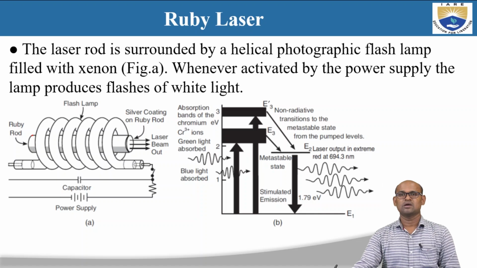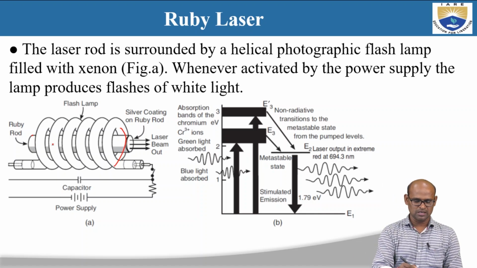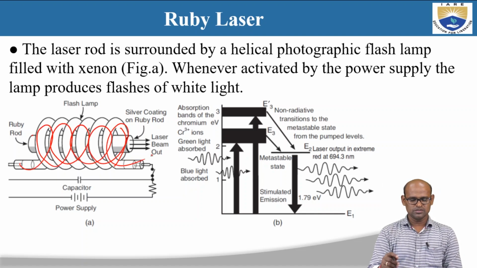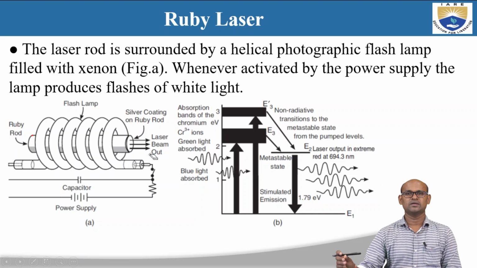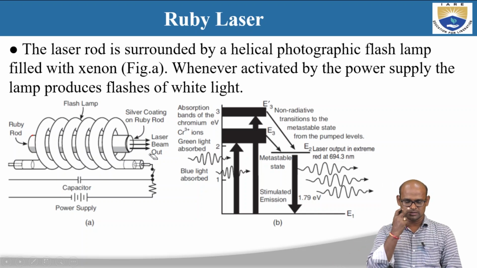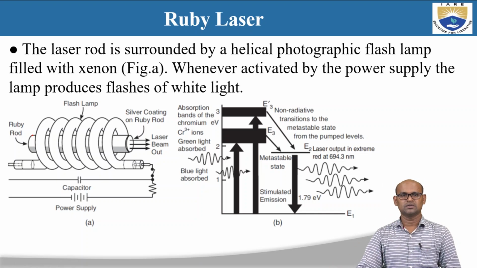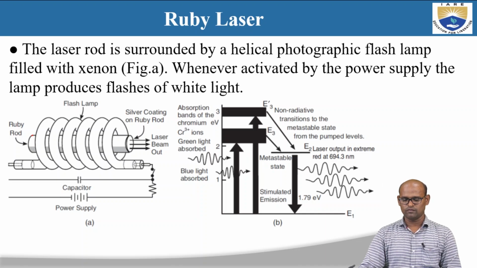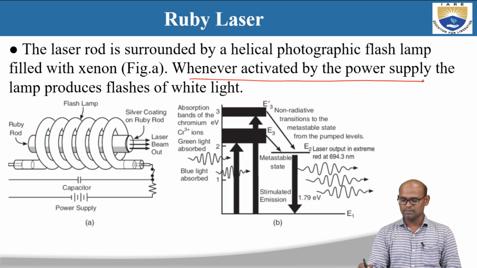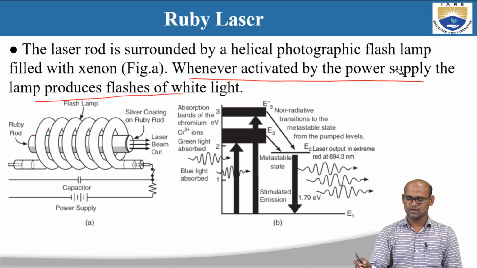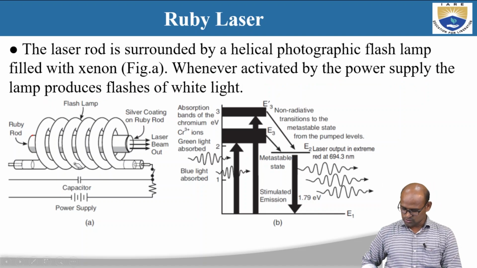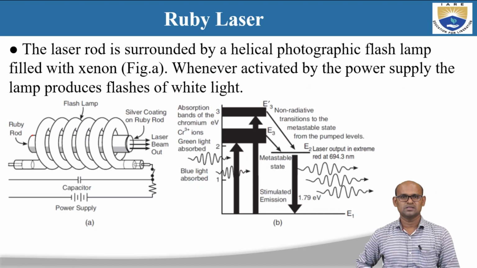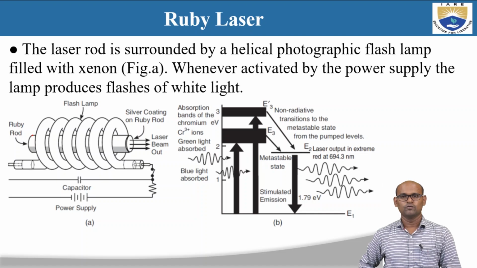The laser rod is surrounded by a helical photographic flash lamp filled with xenon. This xenon flash lamp is connected to the battery and power supply. We can change the voltage and supply power to this xenon flash lamp. Whenever activated by the power supply, the lamp produces flashes of white light.